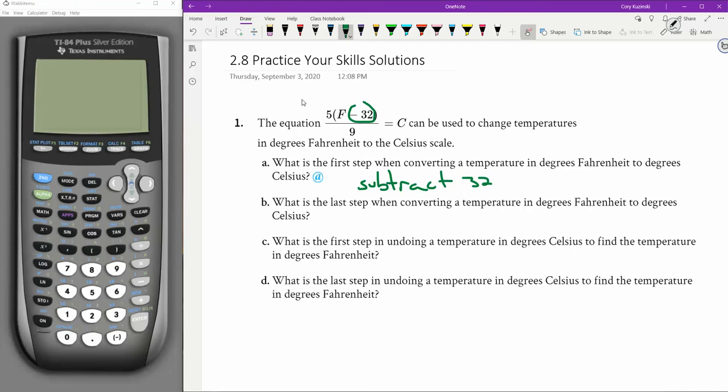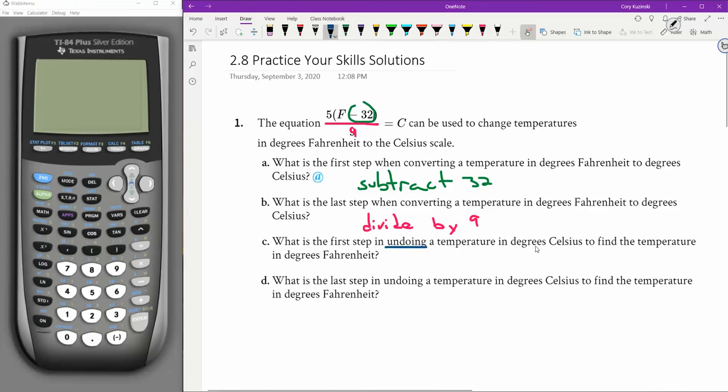All right, what's the last step? Well, we'd have to multiply by 5 next, and then the last thing would be to divide by 9.